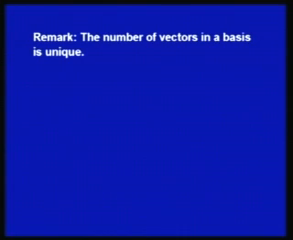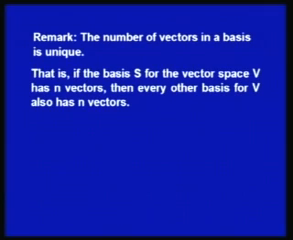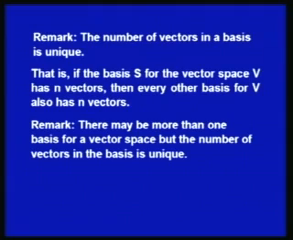Then next is the remark: the number of vectors in a basis is unique. That is, if the basis S for the vector space V has n vectors, then every other basis for V also has n vectors. In fact, in my earlier two theorems, one says if I have more vectors, then it will not form a basis, it becomes linearly dependent. If I have one less vector, then again it will not span the vector space. So n is fixed for a basis to have n vectors for a vector space V.